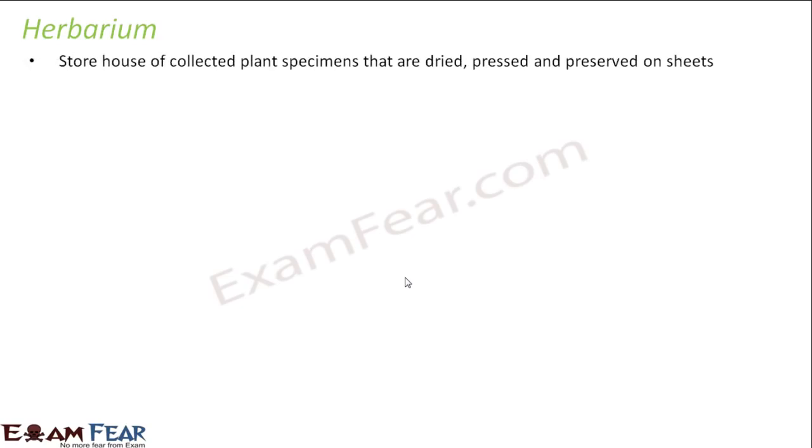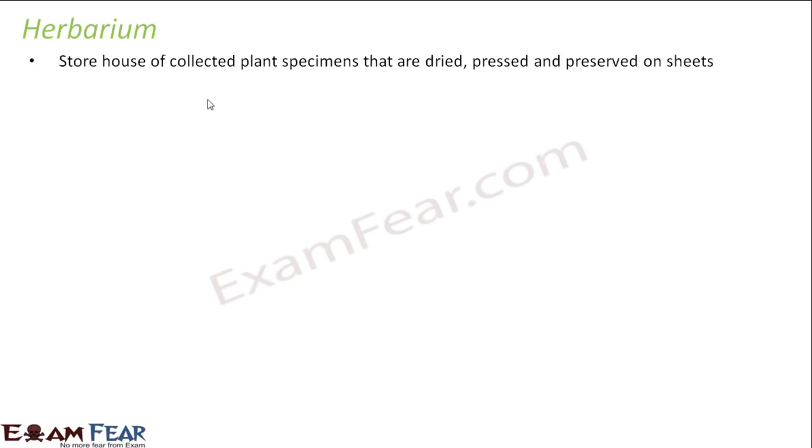First we'll talk about herbarium. Have you ever heard of a herbarium? What is a herbarium? The word herb comes from the plant, right? The small short plants are known as herbs. So what's a herbarium? It is a storehouse of collected plant specimens that are dried, pressed and preserved on sheets.